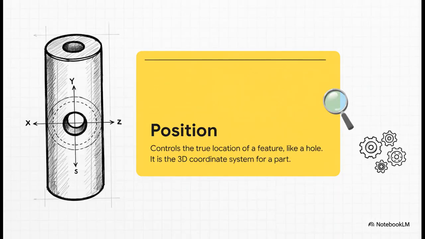Okay, next up is position. Now, if flatness controls the shape of a surface, position controls its location. This is probably one of the most powerful and common symbols in all of GD&T. It basically defines a perfect theoretical spot in 3D space and then says the center of your real feature, like a hole, has to be somewhere inside a tiny little tolerance zone around that perfect spot. It's basically the GPS for a part's features.